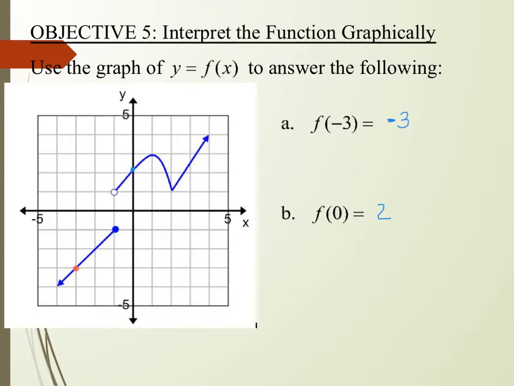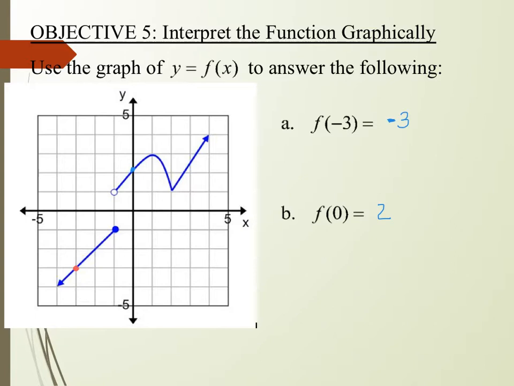So now we're going to interpret our function graphically. So that's our objective 5. We see in this case that there is a discontinuity at 1 and negative 1 for y. So at negative 1 for x, there's a discontinuity.